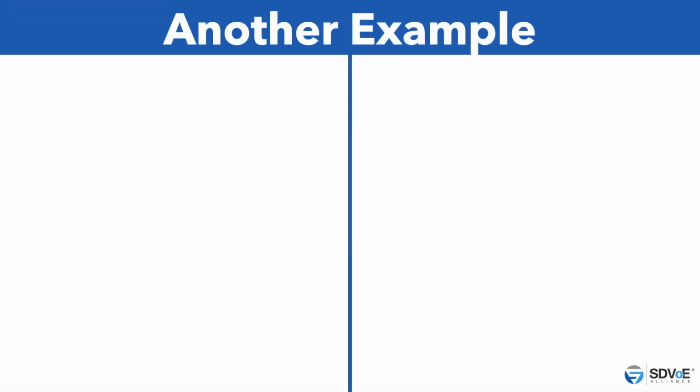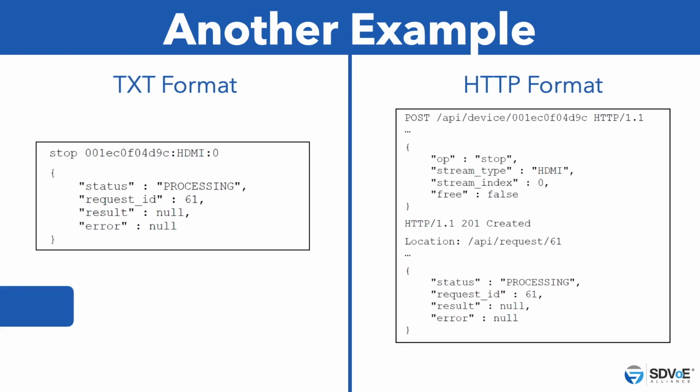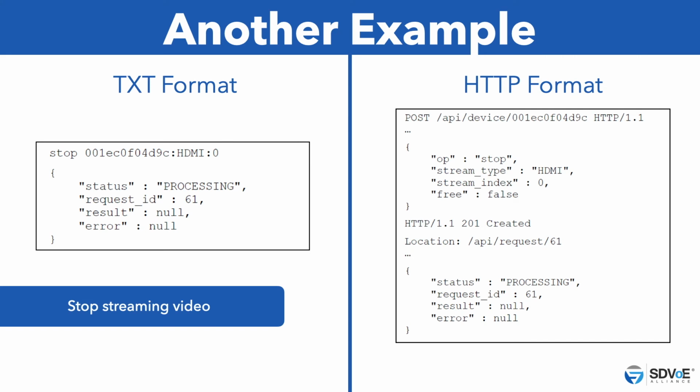Another example here is, for example, you started a stream and you want to stop it. Just a stop command. In this case, you're sending it to a transmitter or an encoder. So I want to stop this stream that you are generating from this HDMI source that is connected to port number 0.